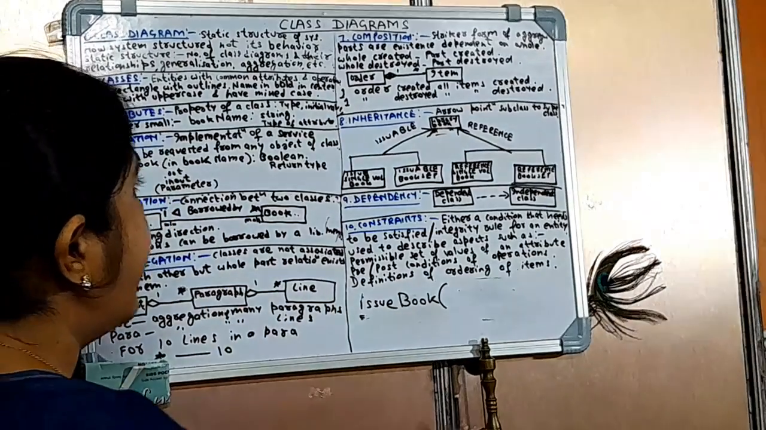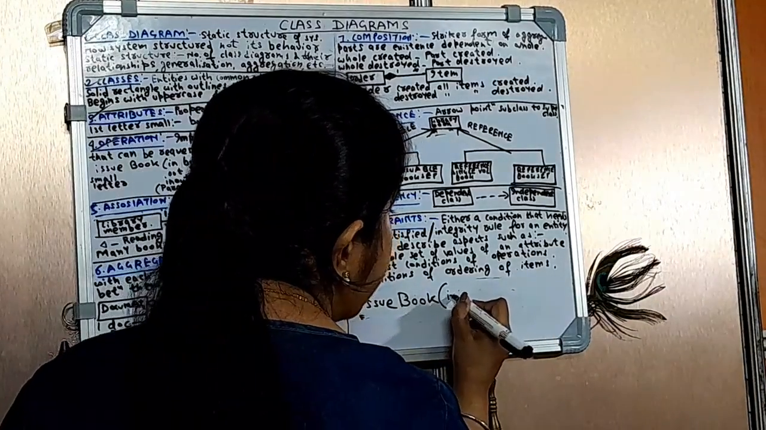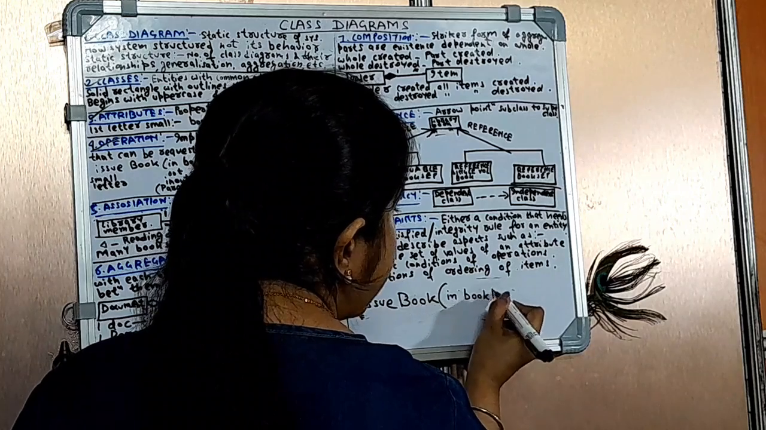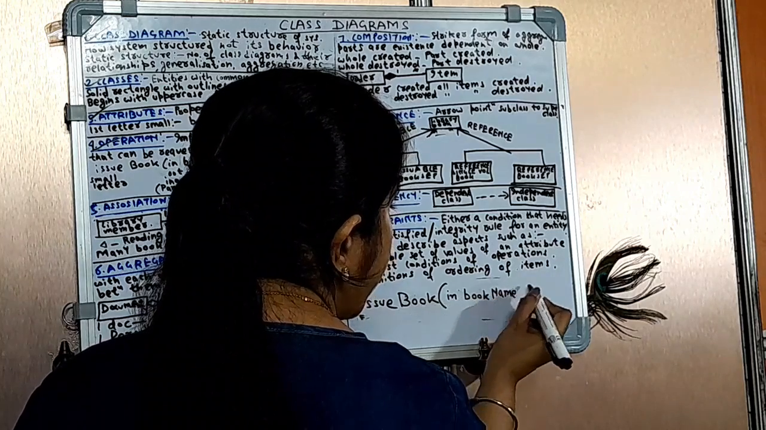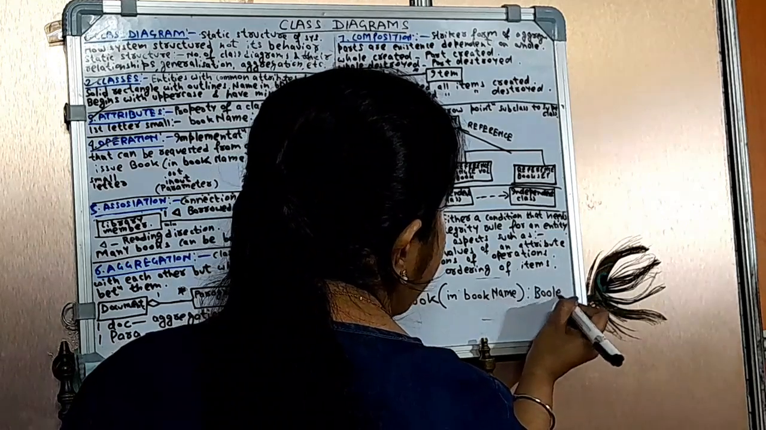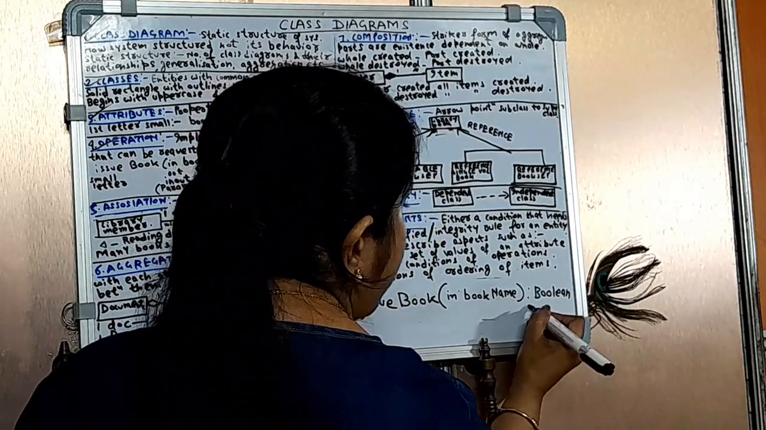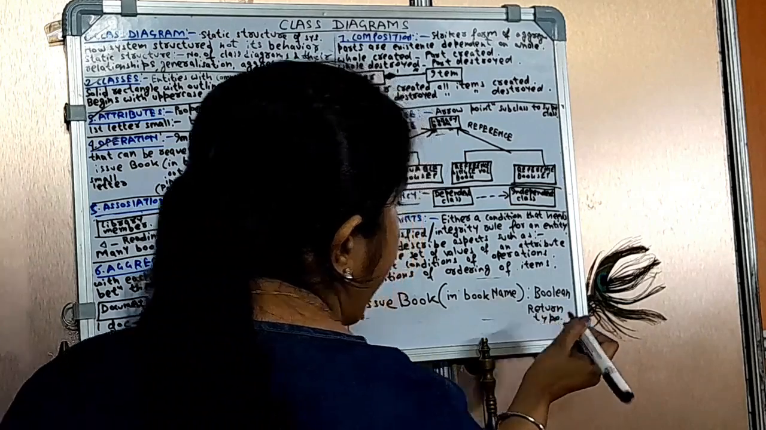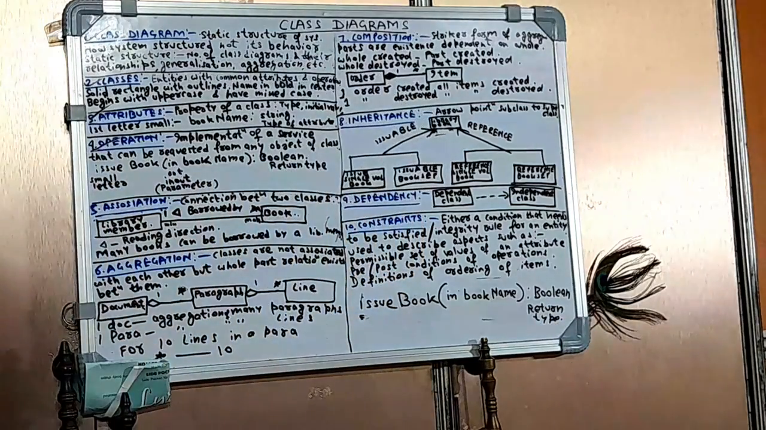Then what do we have to write? We have to write a parameter in, that is bookName. This is the name of my attribute, and boolean. Here boolean is my return type. Okay, this is the return type. So this is the syntax of writing a particular operation.